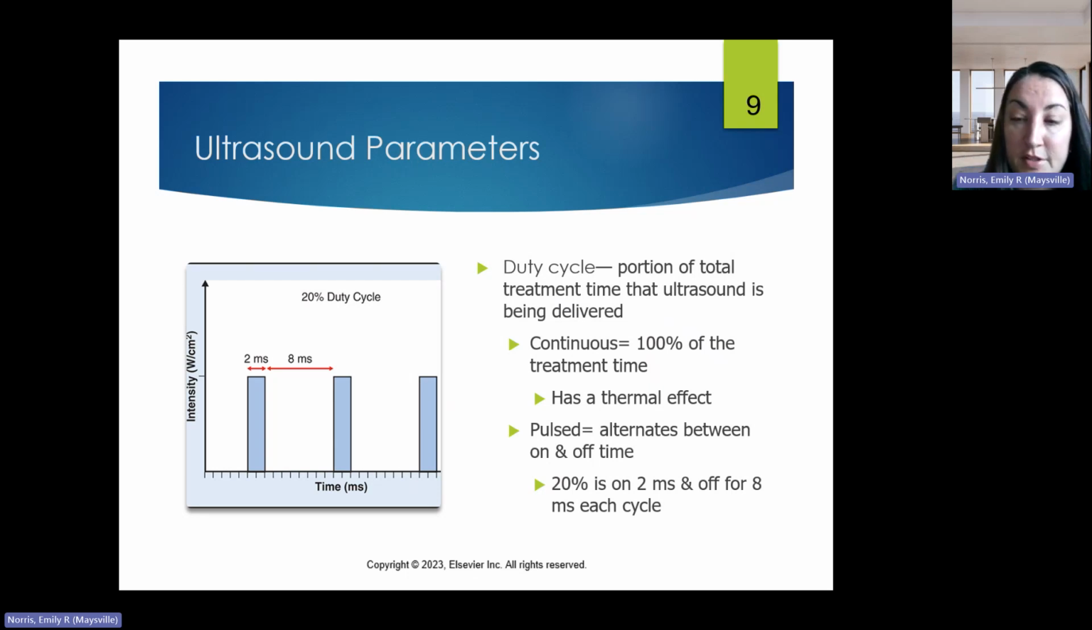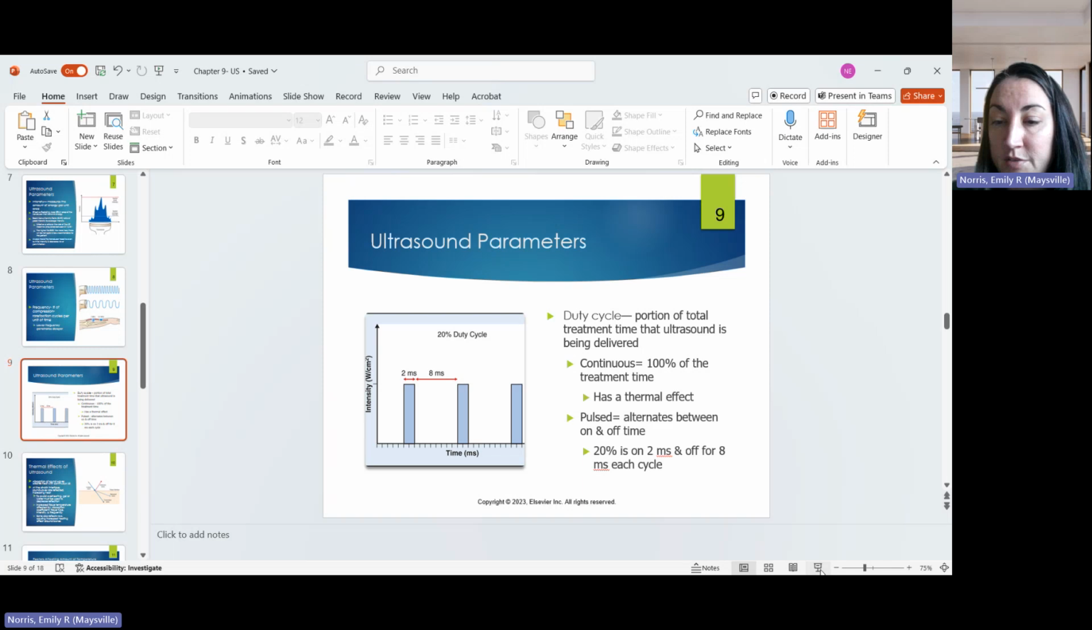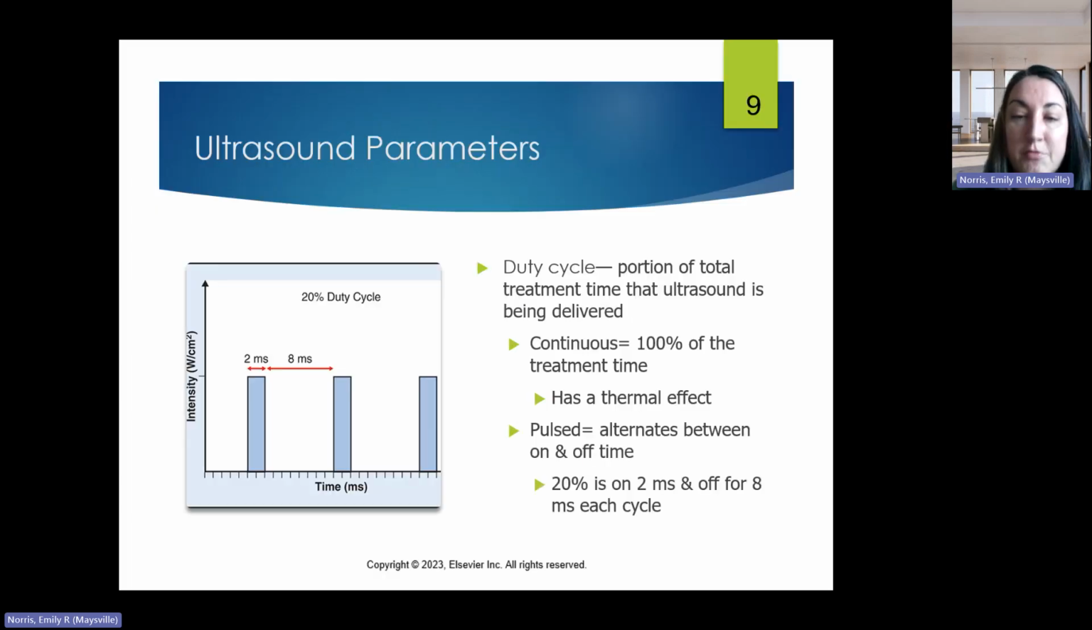Okay, the non-thermal benefits. I was just checking to see if there was something else I wanted to say on that slide before I skipped over it.